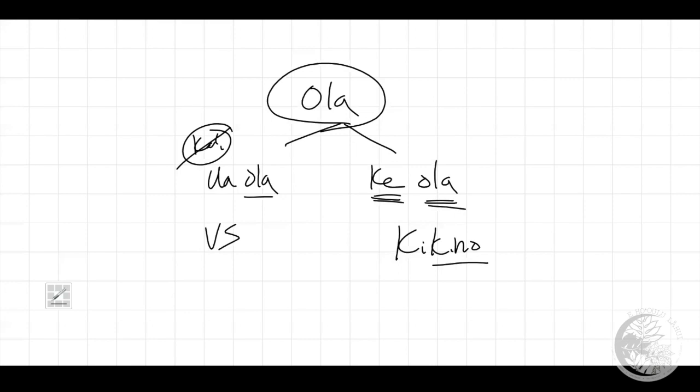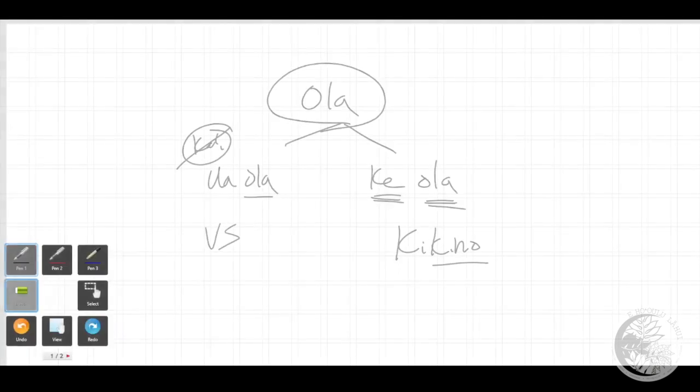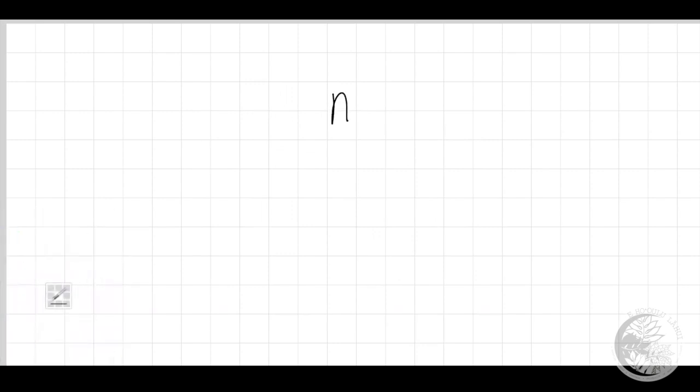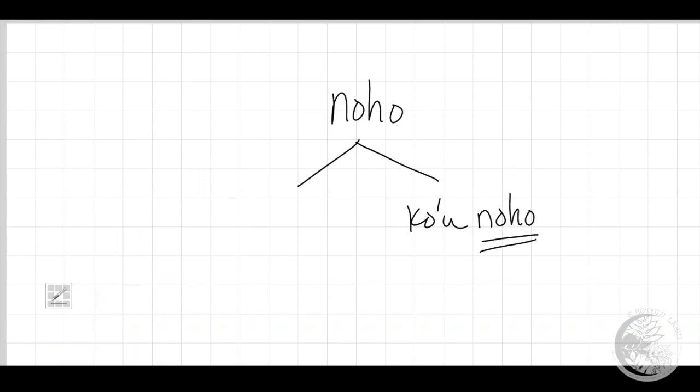Yeah, so let's look at another example. I'll take another word like noho, for example. Noho, again, we have multiple usage. That's a memeʻa, these words. I can have a nominal or noun usage as a kikino. And I could say something like koʻu noho. And I know this noho means chair. How do I know it means chair? Because, again, as a thing, I know it has a kai.